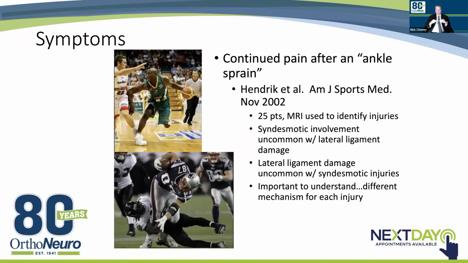So one of the things that I hear frequently is, if it's an ankle sprain, it doesn't get better, you got to worry about the high ankle sprain. Well, that's not necessarily true. That's why I keep harping on the mechanism. So Sports Medicine Journal back in 2002, they looked at 25 patients with MRIs with these injuries. And so they showed syndesmotic involvement, typically an external rotation mechanism does not have lateral ligament damage and vice versa. So really the mechanism kind of clues you in onto what their potential injury is.